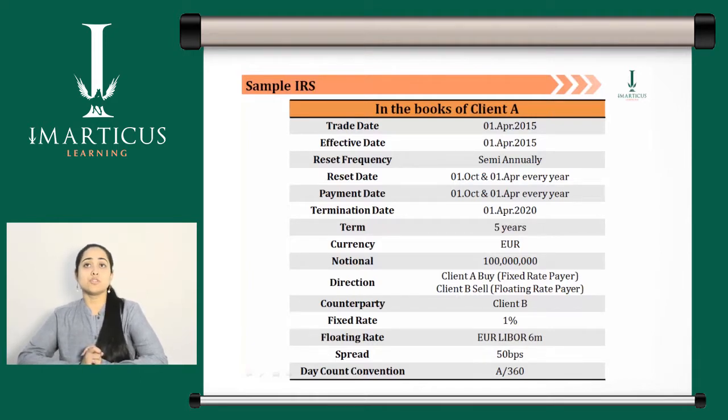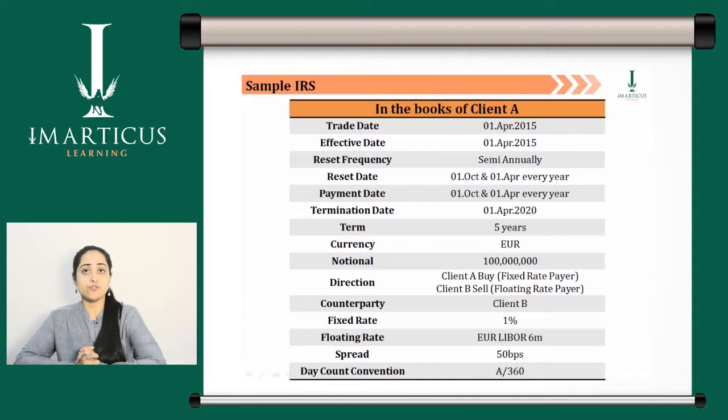The example shown on the screen shows the interest rate swap trade economics captured in books of client A. The trade date and effective date are same, which means that the interest calculation will be done from 1st April 2015. The interest will be exchanged twice in a year since the frequency is semi-annually, which also means that the floating rate, which in this case is Libor, will be adjusted every 6 months. In this case, it will be on 1st October and 1st April until the termination date.